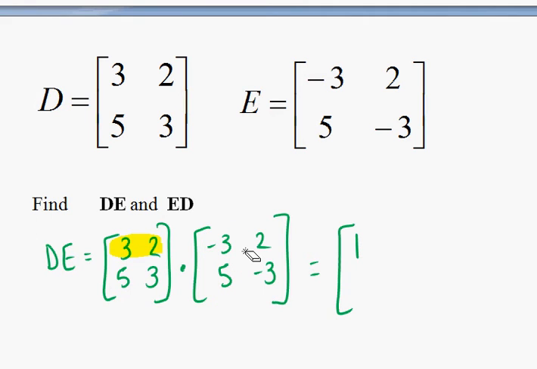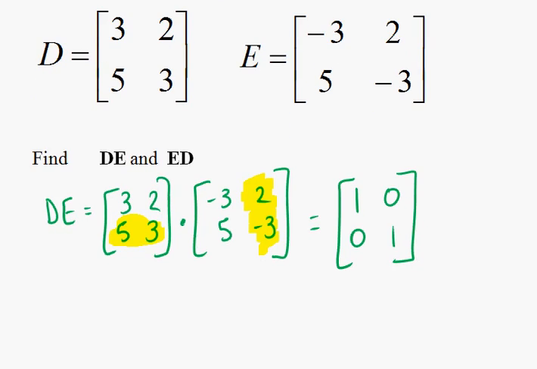Then I would need to multiply the first row by the second column. And I would get 3 times 2 is 6, 2 times negative 3 is negative 6, 6 plus negative 6 is 0. Then let's move on to second row, first column. I get negative 15 plus 15, which is 0 again. And then finally, second row, second column, I get 10 plus negative 9, which is 1.